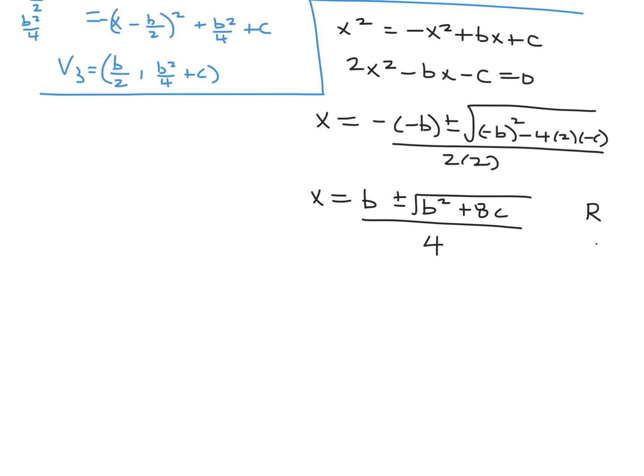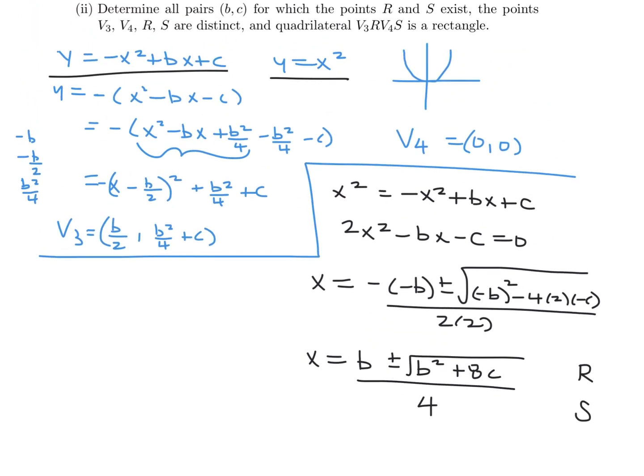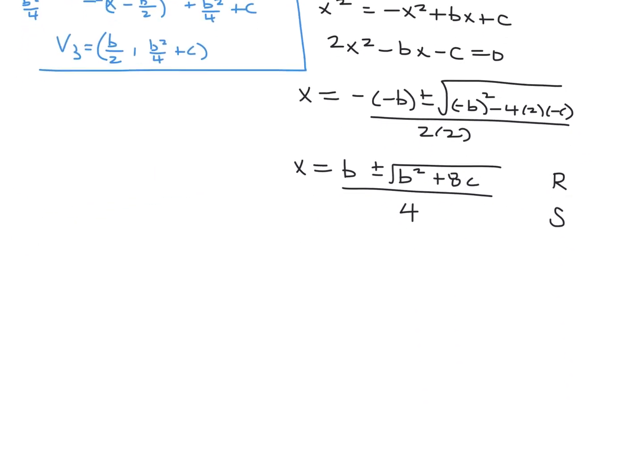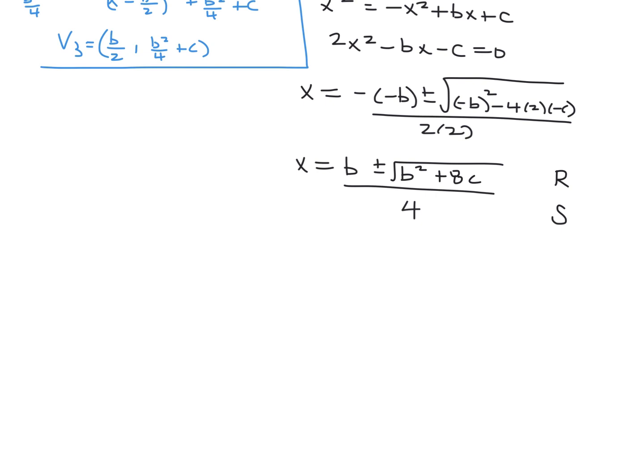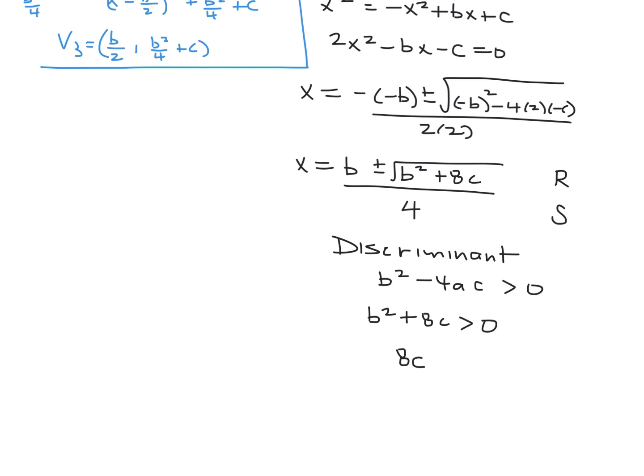And one of these is r and one of these is s. So you need two roots that are distinct. That's what they're saying, distinct here. So the only way that you're going to have two roots is if the discriminant is greater than 0. You guys remember the discriminant, right? The discriminant is what's underneath the square root sign. So b squared minus 4ac. In our case, it's b squared plus 8c when we did our calculation. So that's got to be greater than 0. Okay? So that means that 8c is greater than minus b squared, and therefore c is greater than minus b squared over 8. Okay, that's our first condition.